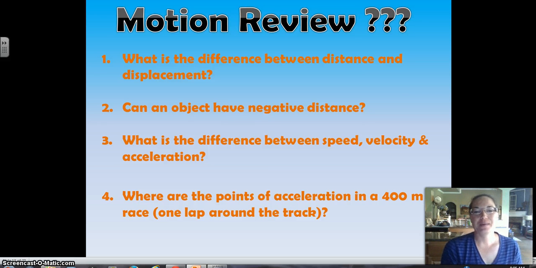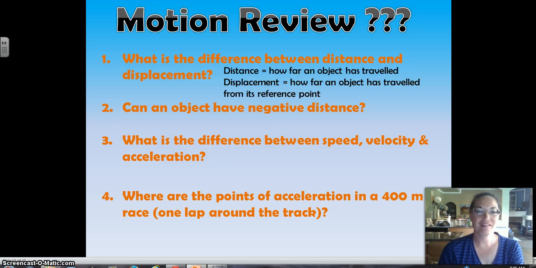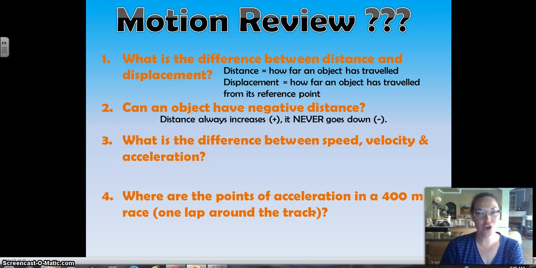Now that you've had a few minutes to answer those questions, let's take a look at the answers. Number 1, what is the difference between distance and displacement? Well, distance is simply how far something has traveled. And then displacement is how far it has traveled away from the reference point. Number 2, can an object have negative distance? That answer is no. Distance is always going to be increasing. It's never going to go down.